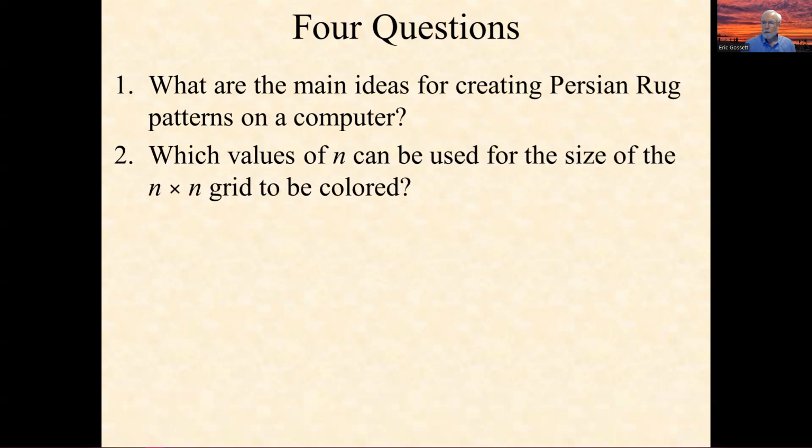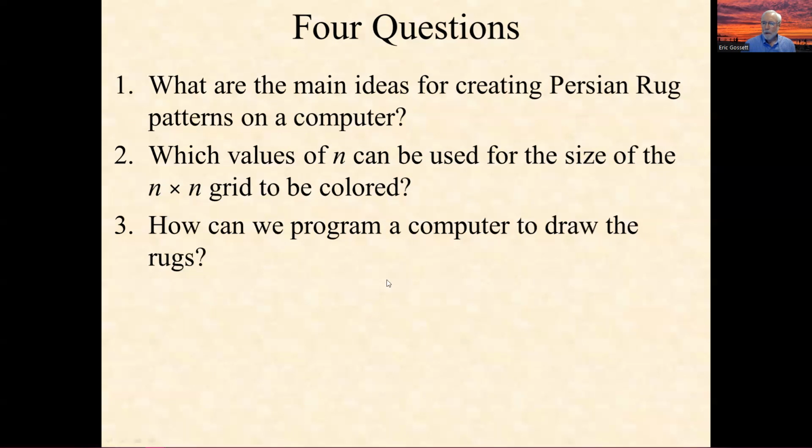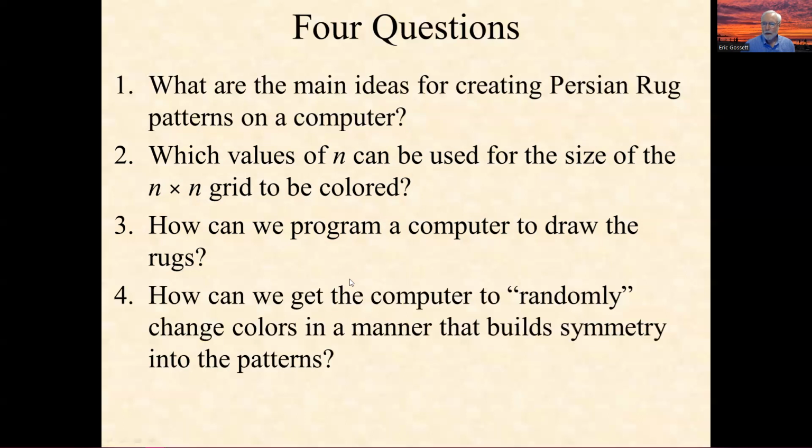The second question is, which values of n can be used for the size of the n by n grid that the rug is colored onto? Not every value of n will work. Question 3 addresses how we can program a computer to draw the rugs. And that will involve looking at some high-level descriptions of the program called pseudocode. You don't need to know any computer languages to follow this part. The final question is, how can we get the computer to randomly change colors in a manner that builds symmetry into the patterns?